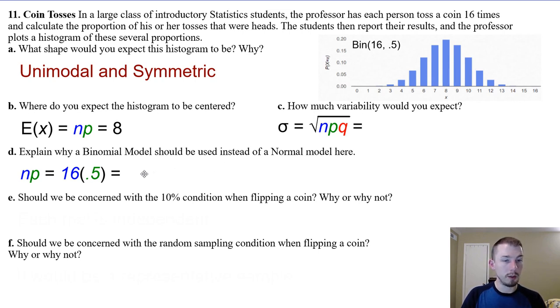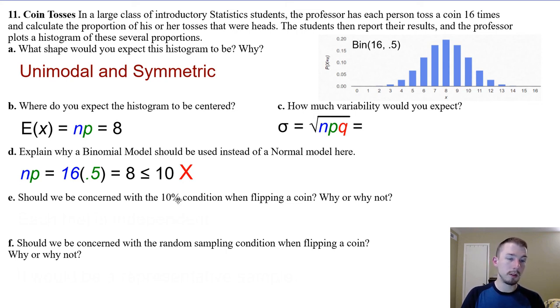So explain why the binomial model should be used instead of the normal model. Well, we're only expecting 8 successes, and 8 failures by the way, which is not going to guarantee us at least 3 standard deviations. So technically, we should not use a normal model. Instead, we have to default to the histogram, which would be our binomial.